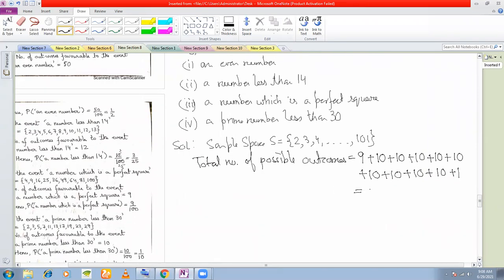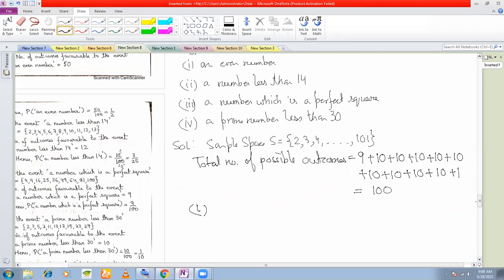So the number of outcomes here is how much? This comes out to be 100, right? So the total number of possible outcomes is 100. Now we answer the questions.